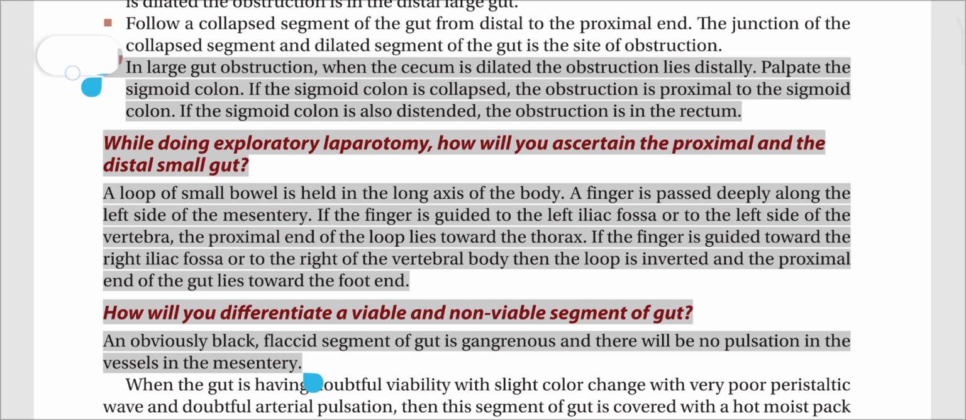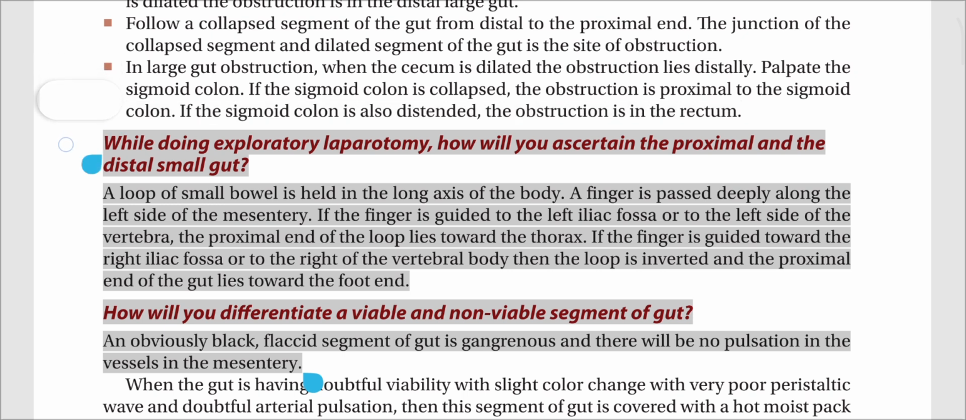In large gut obstruction, when the caecum is dilated, the obstruction lies distally. Palpate the sigmoid colon. If the sigmoid colon is collapsed, the obstruction is proximal to the sigmoid colon. If the sigmoid colon is also distended, the obstruction is in the rectum.